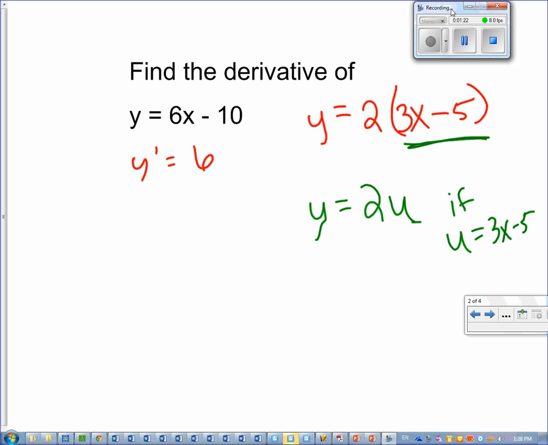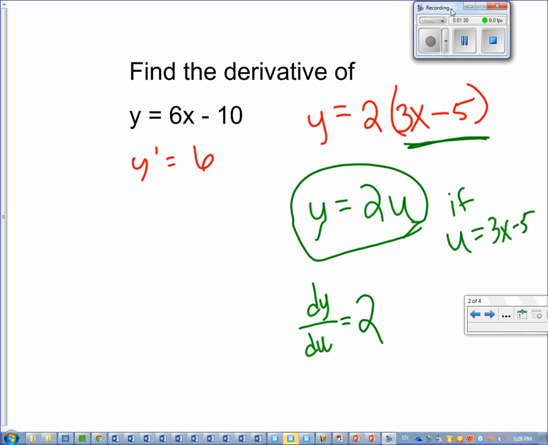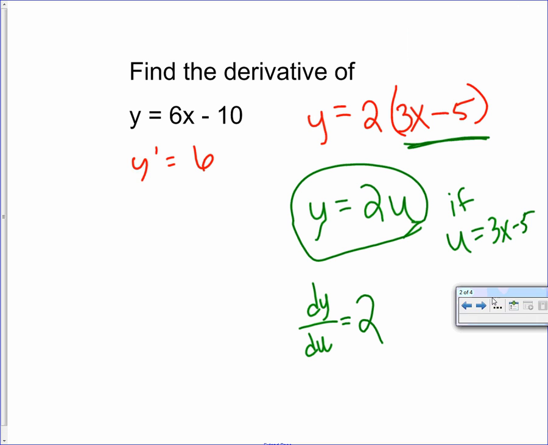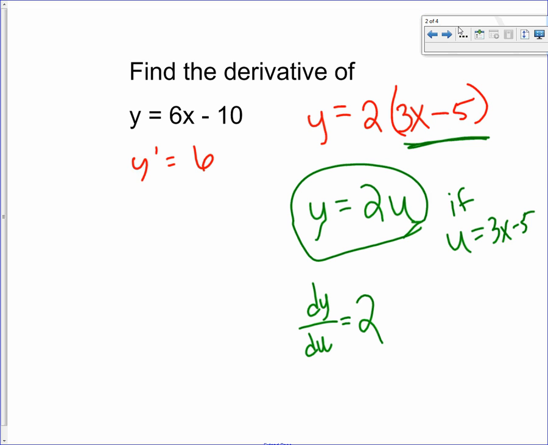So the derivative of this piece, normally we call it dy dx, but the variable is not x, it's u. dy du is 2. And then the derivative of the second piece, again, normally we call it dy dx, but it's not y anymore. The output is now u. So du dx is, take the derivative of this, derivative of 3x is 3, derivative of negative 5 is 0.